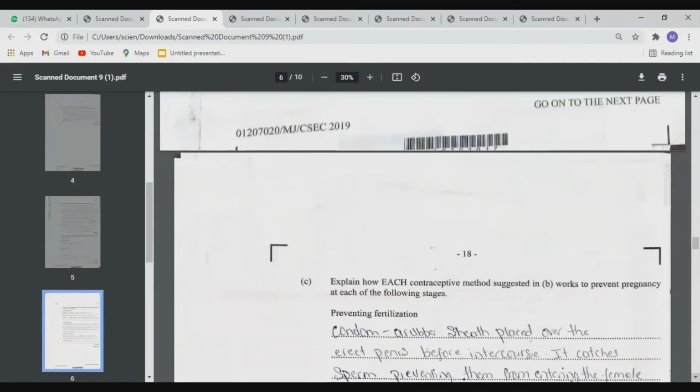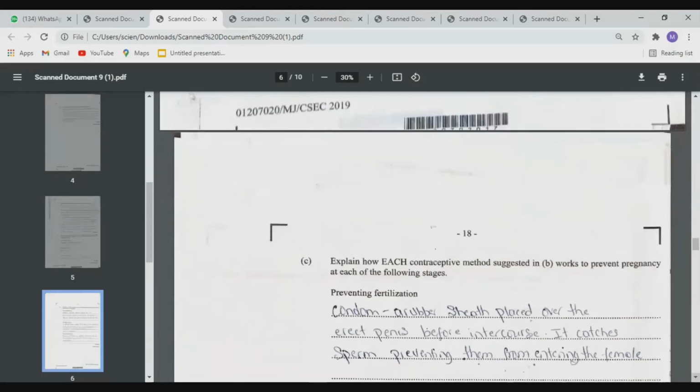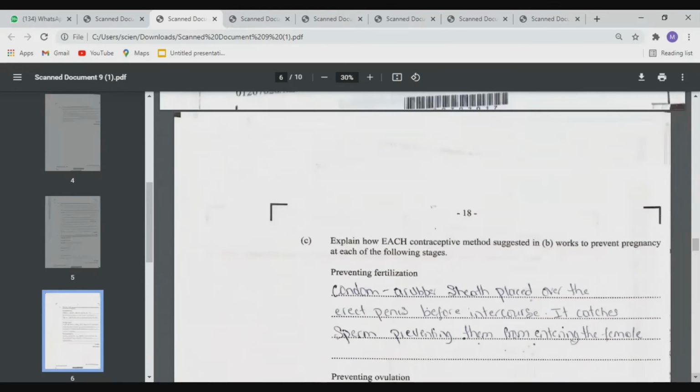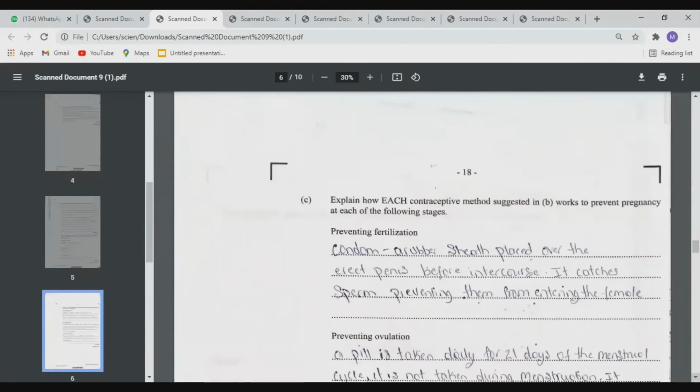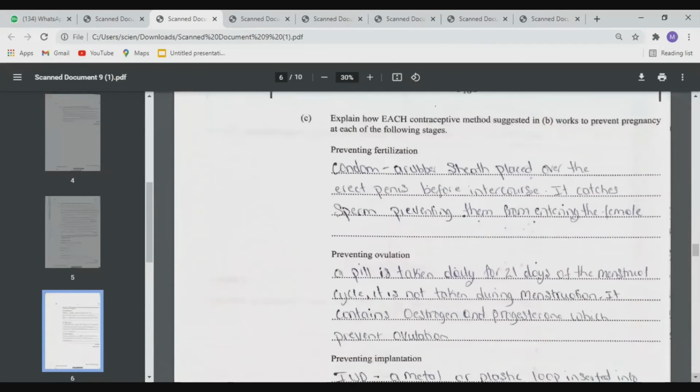5C. Explain how each contraceptive method suggested in B works to prevent pregnancy at each of the following stages. So preventing fertilization, we said it was a condom or the diaphragm. So a condom is a rubber sheet placed over the erect penis before intercourse, it catches the sperm, preventing them from entering the female. If we were talking about the diaphragm, it would be placed at the mouth of the vagina, and it would do the same. It would prevent the sperm from entering.